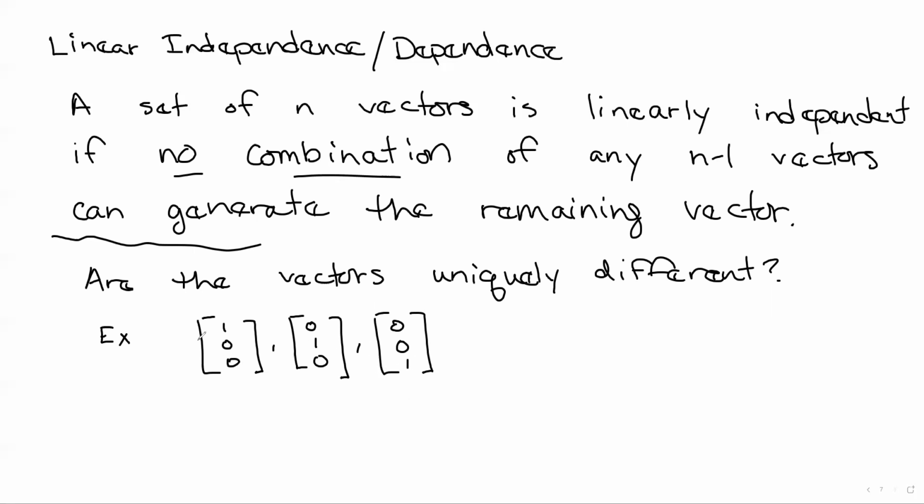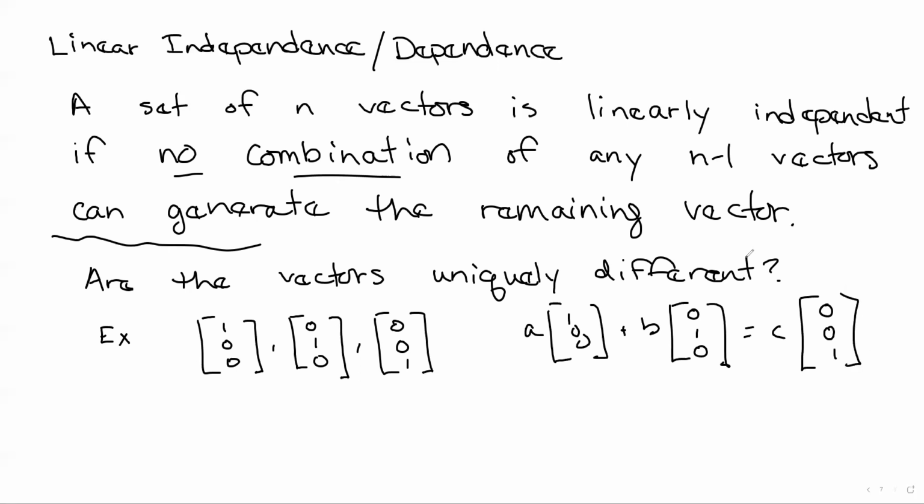So what do we mean by combinations? It means you take multiples of this and multiples of this and add them together, and can you get this one? Can you take a times (1, 0, 0) plus b times (0, 1, 0), and get c times (0, 0, 1)? And the answer is no.